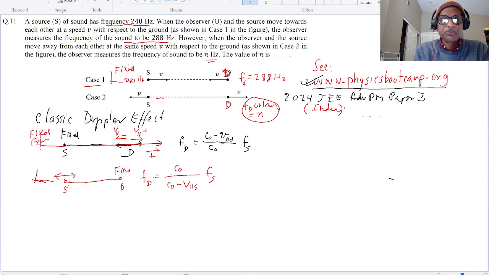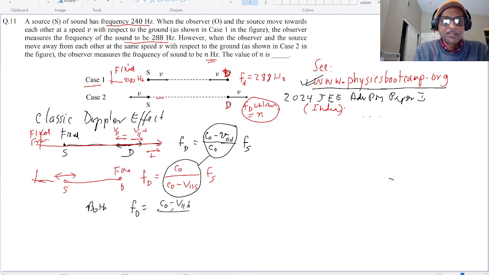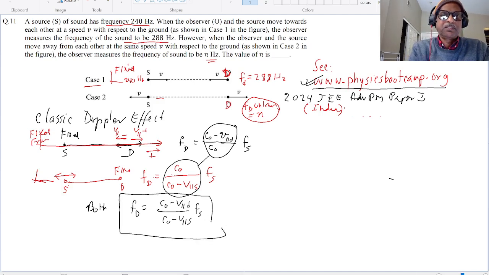Now, if both are moving, then this will be the product of these two effects, right? So FD will simply be this factor times this factor, and C0 will cancel out. Then it's C0 minus V parallel D, over C0 minus V parallel S, times Fs. So having obtained this, we can just apply it to the given data.